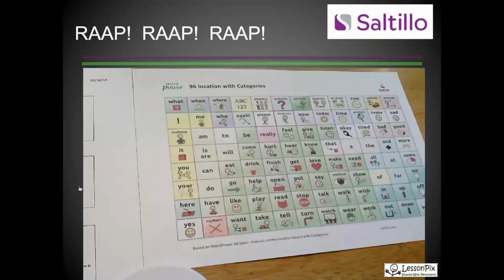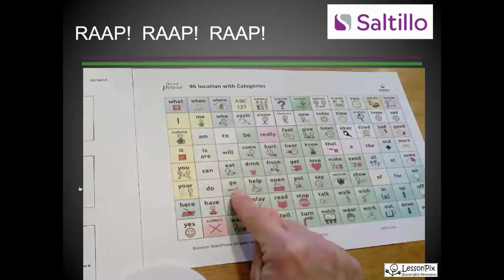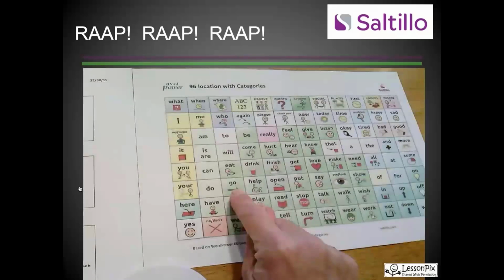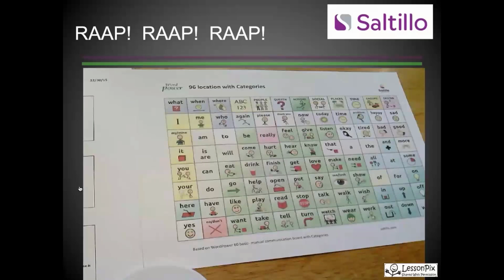And since the whole point of this strategy is to get our client to be responsive and then possibly initiating as we move on, if they still don't respond, I'm going to give a prompt, a verbal or a physical prompt. It might even be something like, when are you going to go to the beach? Your turn. Show me two. Show me go. Point to go.